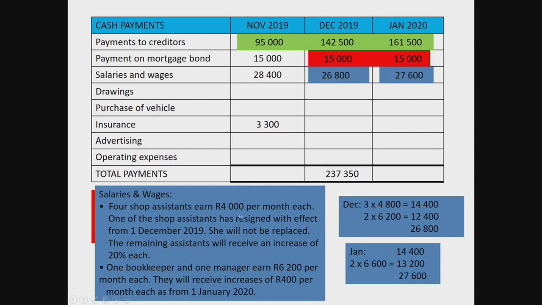Okay, it's all about reading. It says the shop assistants will get the increase in December, but the bookkeeper and the manager will get the increase in January. Okay, one of them is resigning, so I have 3 left. And the 3 will receive a 20% increase on the 4,000 rand per month. So it will just be 20%, and that's where it comes to the 4,800.